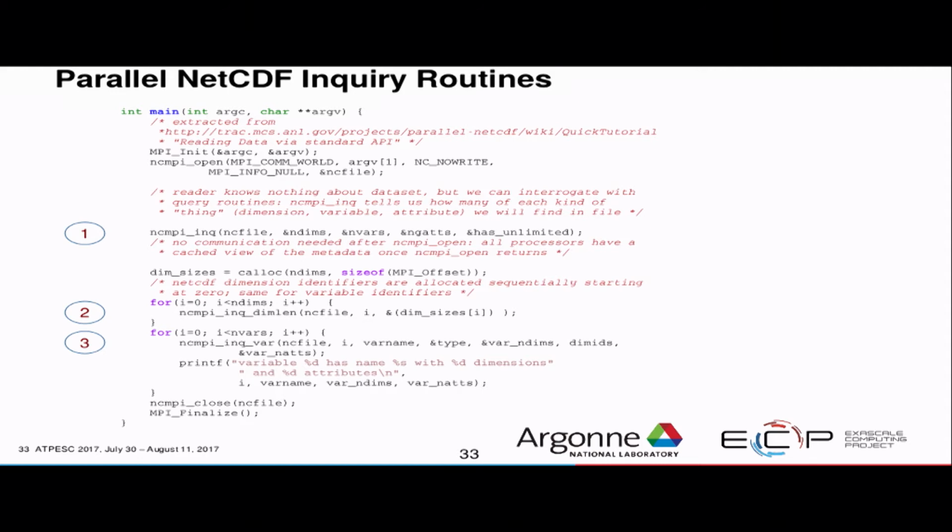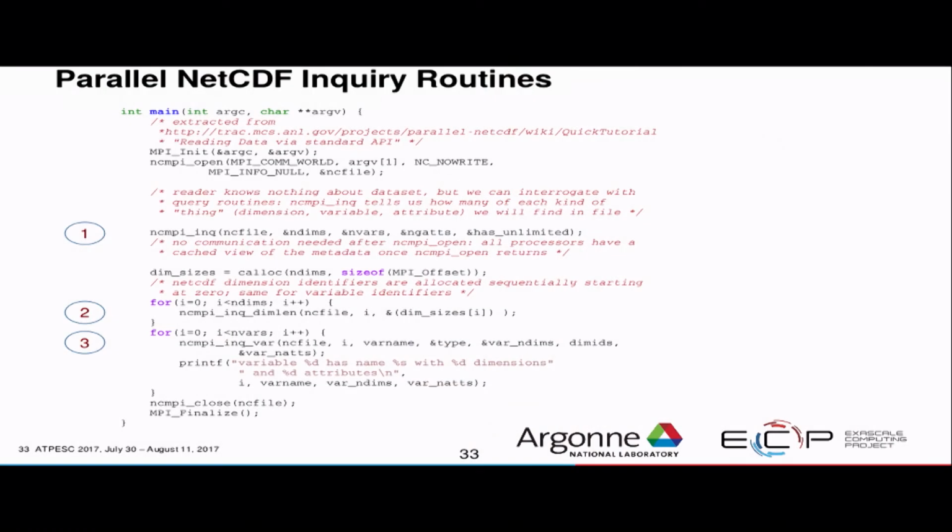So there's first a general inquiry, and you pass it a data set, and it tells you in return how many dimensions, how many variables, how many attributes, and whether there are any unlimited or record variables in the file. You have to treat your record variables a little bit differently because they have an unlimited dimension, but that's not the case in this simple example. Next you go through, and you know you have 10 dimensions, so you inquire on each dimension and put it in this array of dimension sizes.